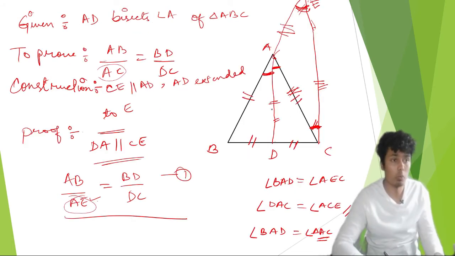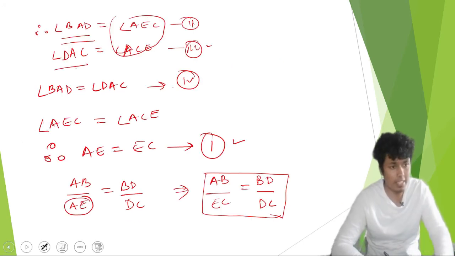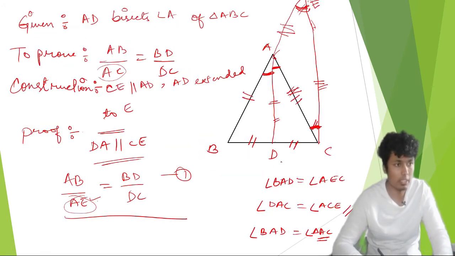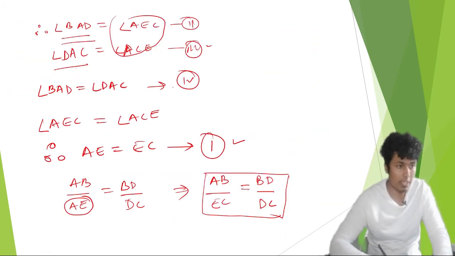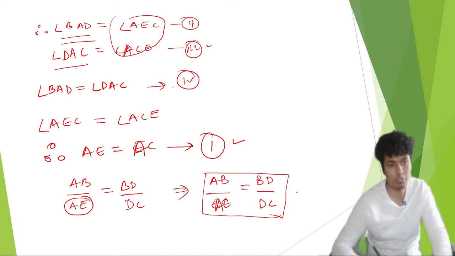We have proved AB by AC is equal to BD by DC. AB by, what have I written? AB by AE, and AE is equal to AC. This is AC, sorry for that mistake. So here will be AC. So this is hence proved.